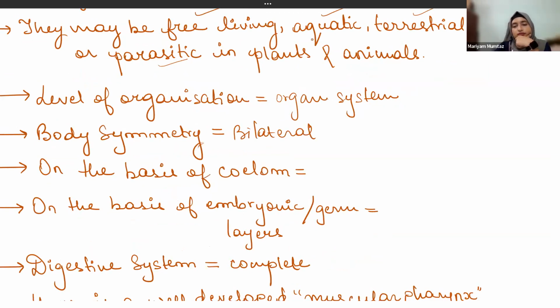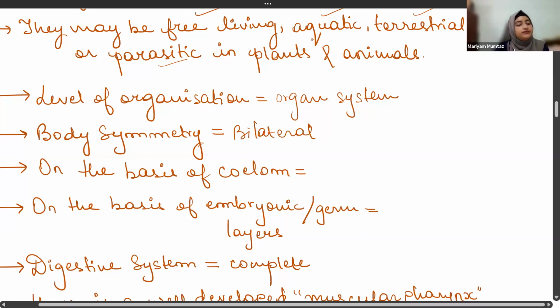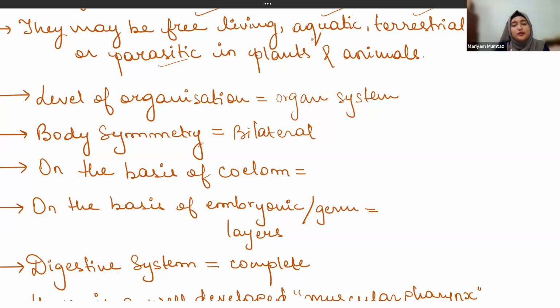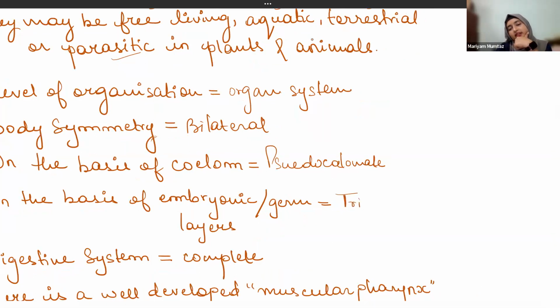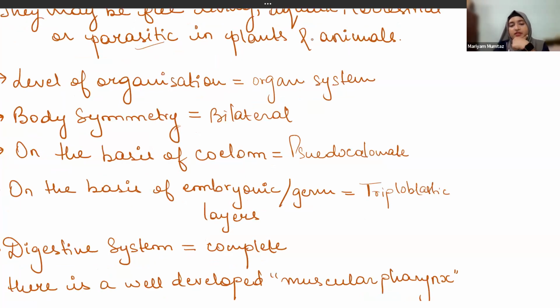What about the coelom? Do not look at the book. What about the coelom? Pouches. Yeah, the coelom is present in pouches. And what is that? Pseudocoelomate. Yes, right. They are pseudocoelomate. They are not truly coelomate. Now, on the basis of the embryonic or germ layers, they are triploblastic, meaning 3 germ layers are there: ectoderm, endoderm, and mesoderm.